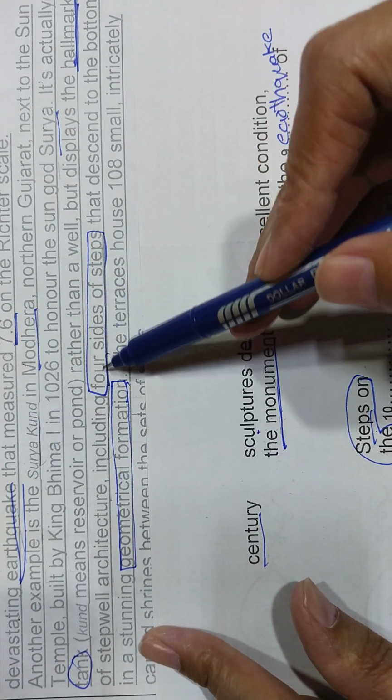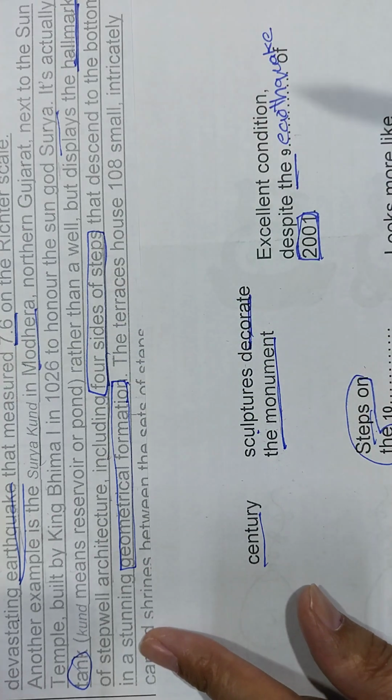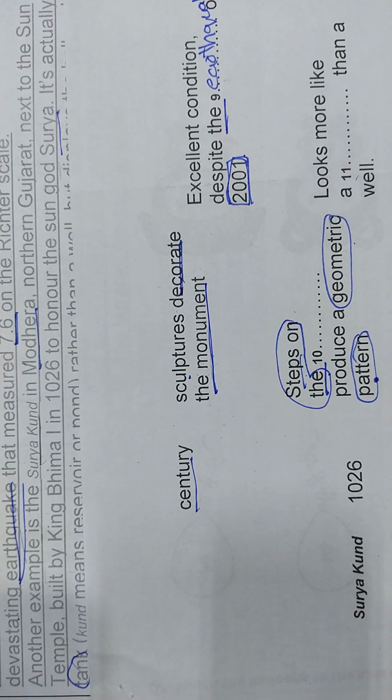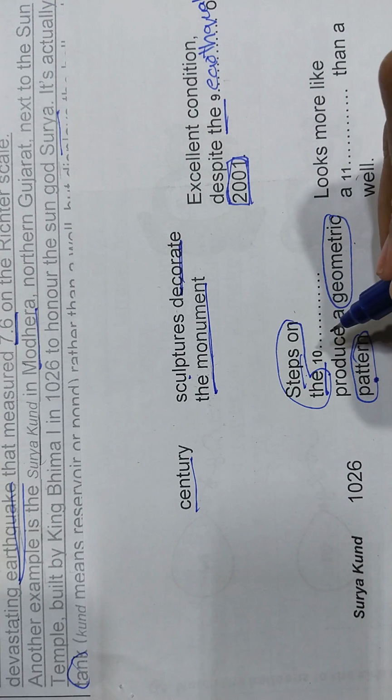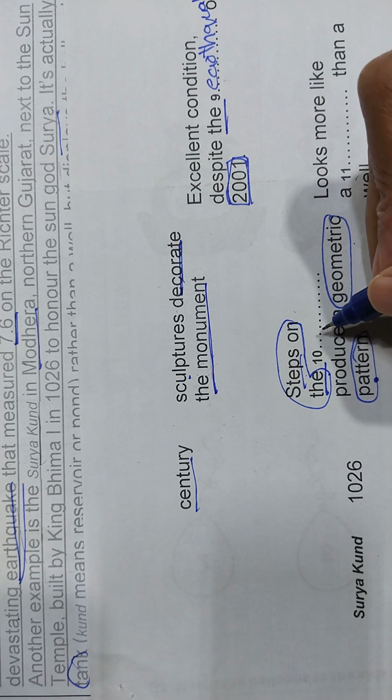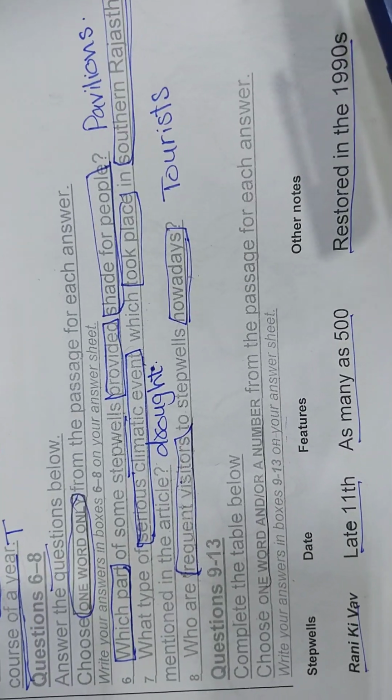Displays the hallmark steps on the four sides. So we will go for the answer, four sides or four. One word only was there, so we'll write here the answer only four. I'm going to read the instructions again.